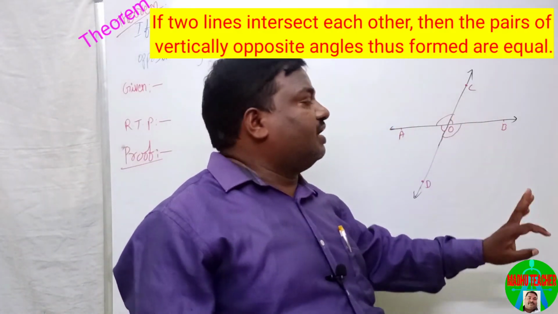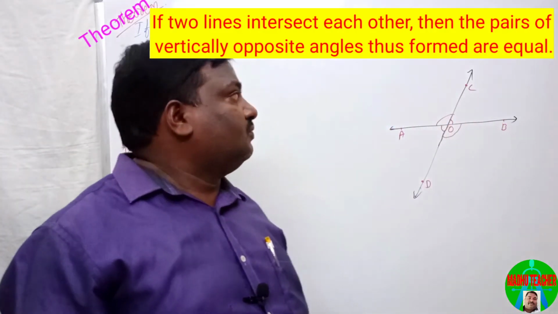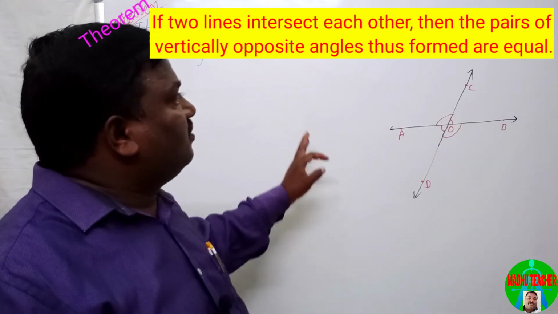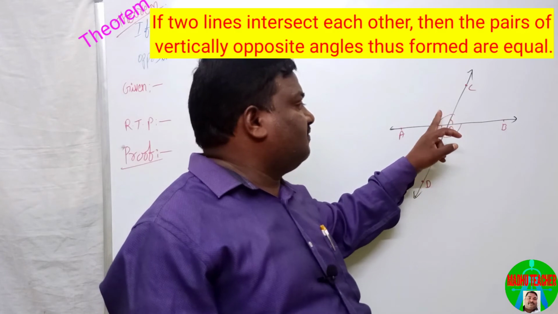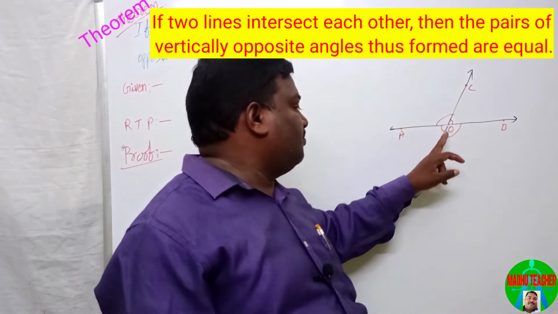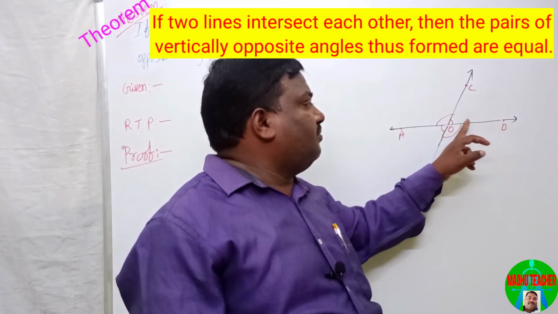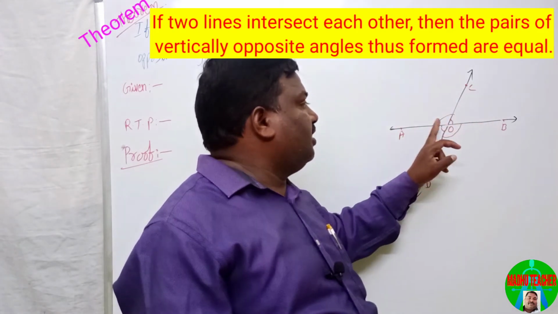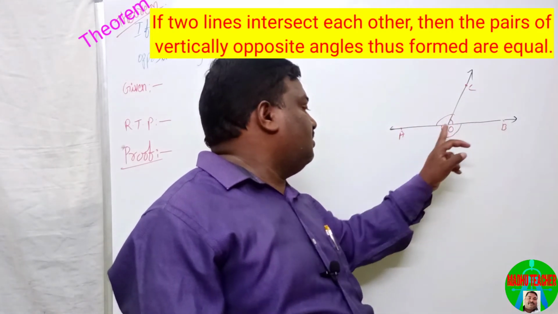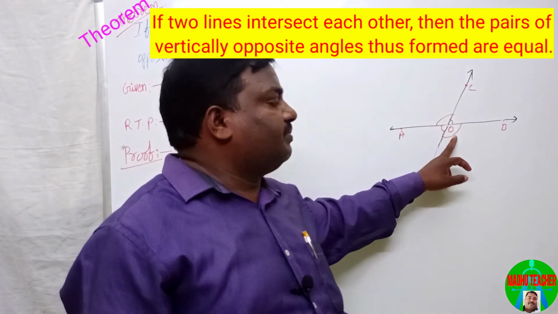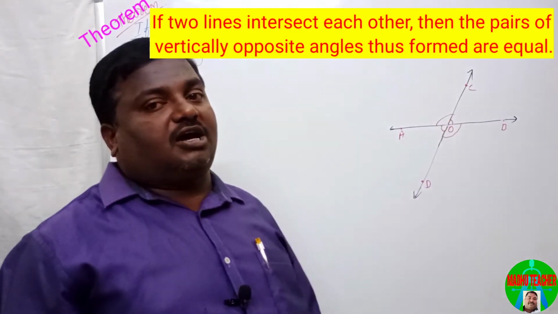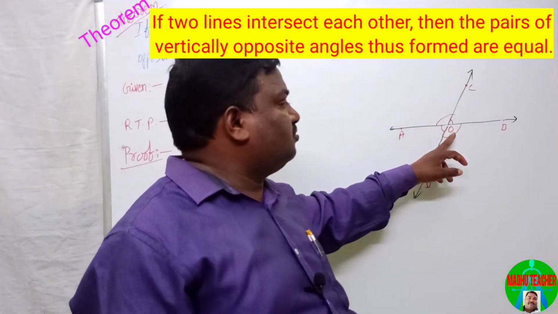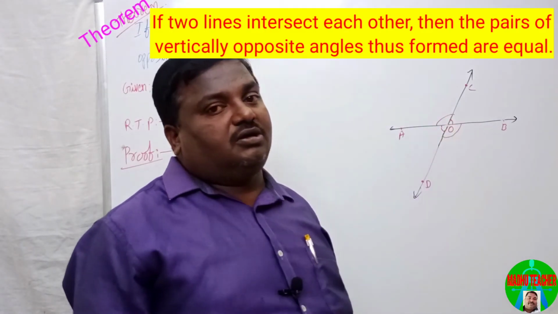AB and CD are two lines intersecting at O. Therefore, two pairs of vertically opposite angles are formed. They are AOD and BOC, and AOC and BOD. You have to prove that these two are equal and these two are equal.